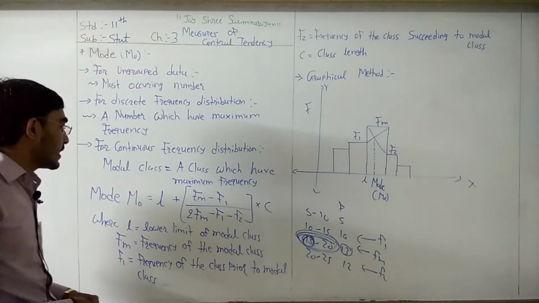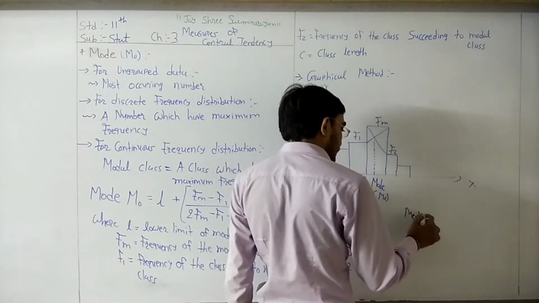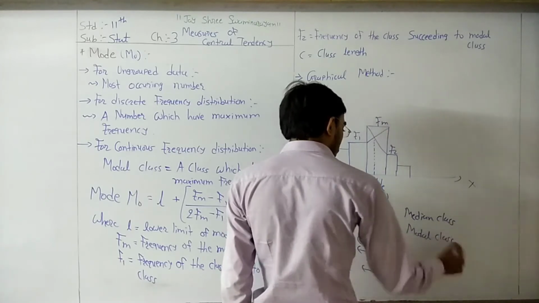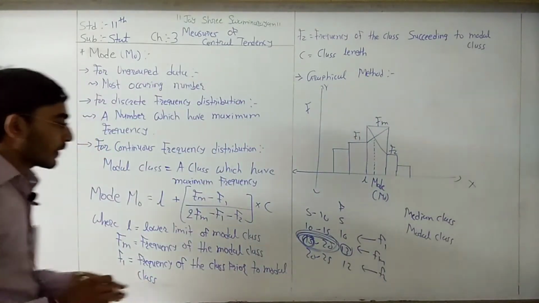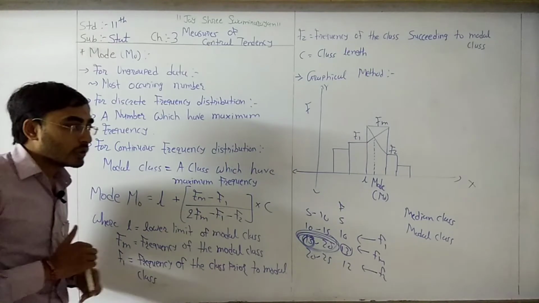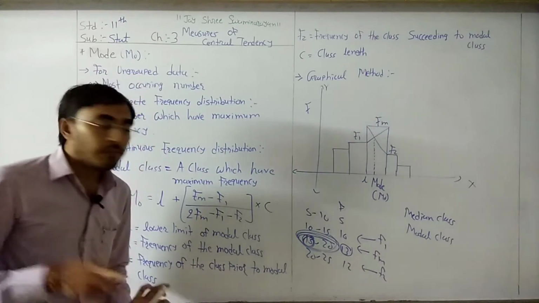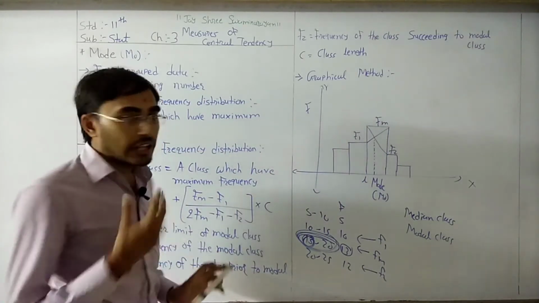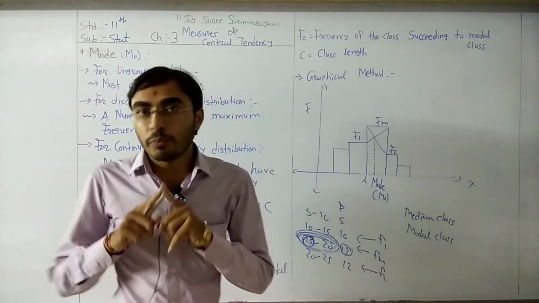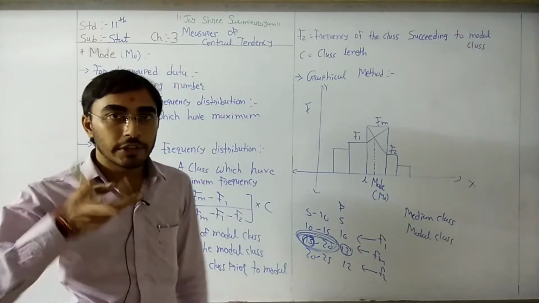Okay, one more thing. Modal class and median class. In median we learned about the median class. And here we have the modal class. Now for the median class, the formula is the n by 2th observation. And the modal class is the class which has the highest frequency. If we find the answer of median, then our answer always lies in the median class. That means between the upper limit and lower limit.